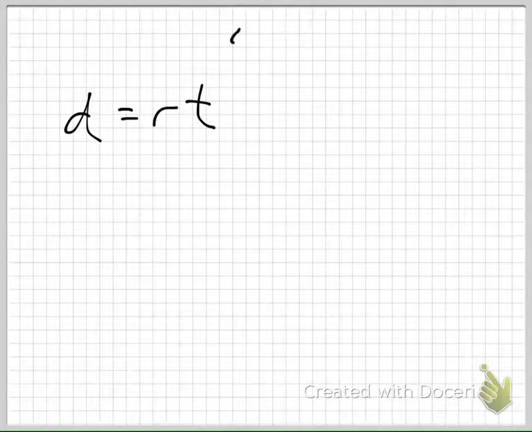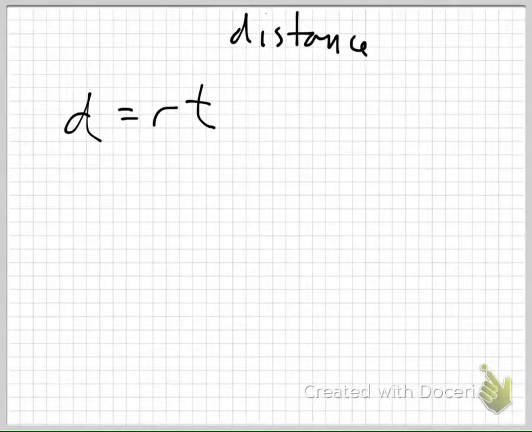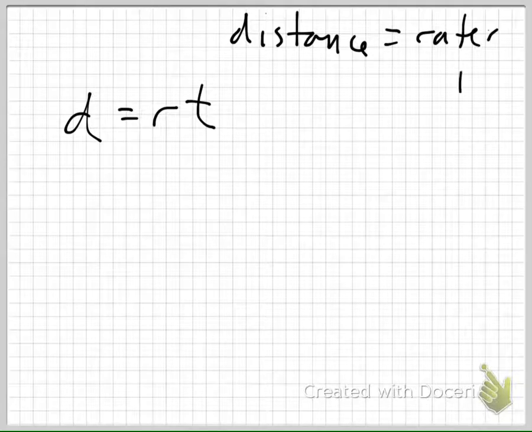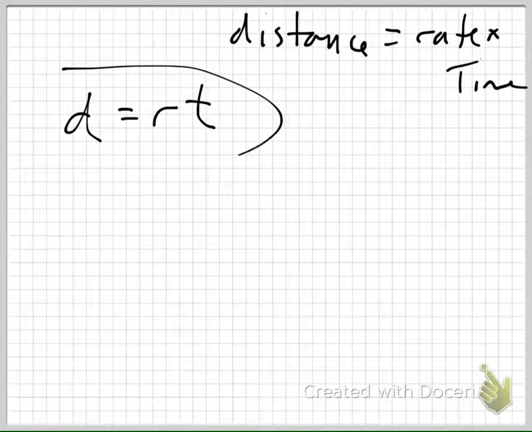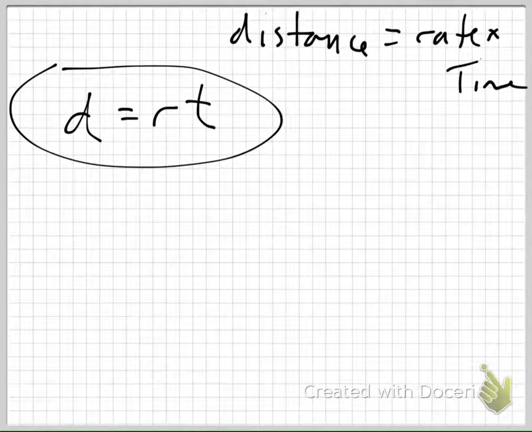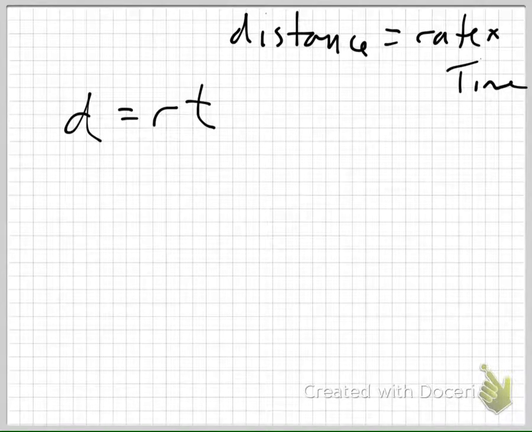D equals RT. That is distance equals rate times time. Okay. Here's the deal. This is something that somebody already did the work for you. They figured out that distance equals rate times time. If you were to try and figure that out, you'd need an engineering degree to figure out all these rules. But they've given you that formula. So if they give you a story problem and tell you what two of these three things are, then you can figure out the other one just by using the formula.